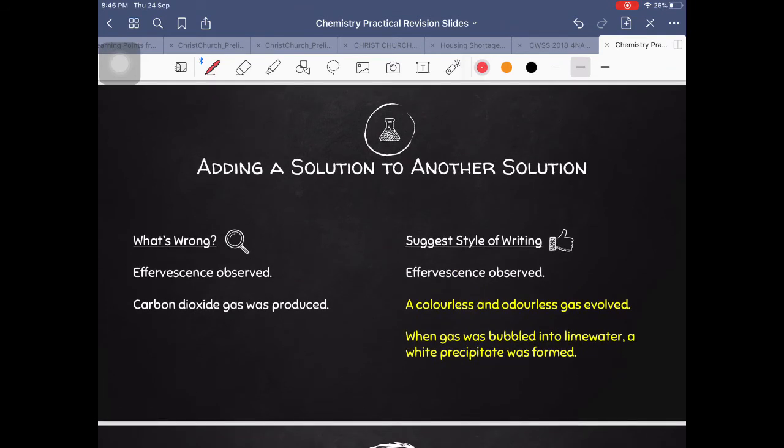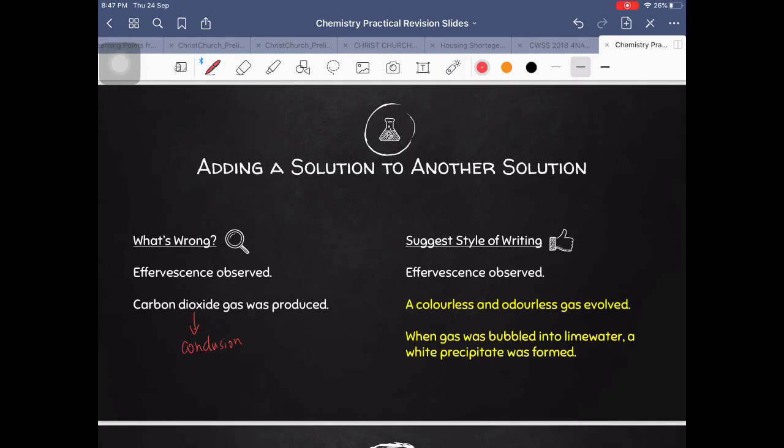If the students write effervescent observe, and they state that carbon dioxide gas was produced. Why this is not a good statement is because this is actually a conclusion, because you already state the name of the gas. So this is not an observation. Rather, a suggested style of writing will be effervescence observed, and a colorless and odorless gas was evolved. So instead of saying that it is carbon dioxide gas, you state the color, so it's colorless and odorless.